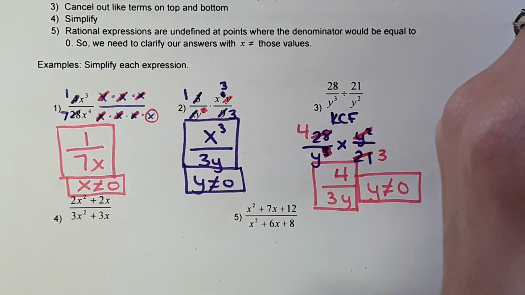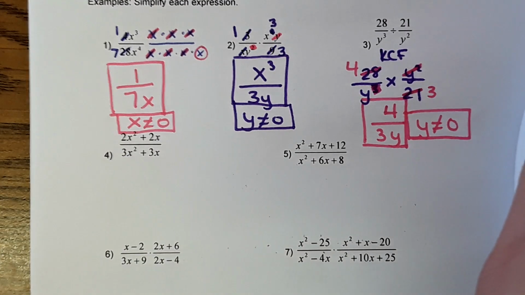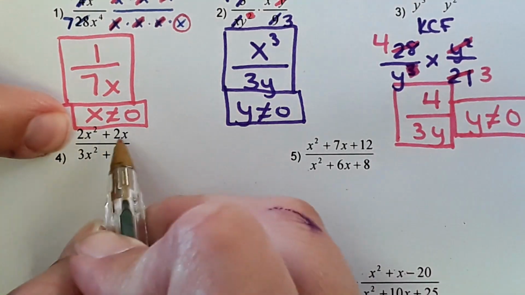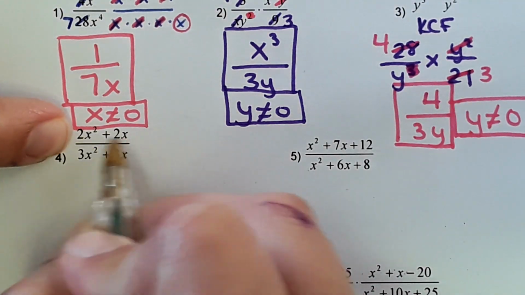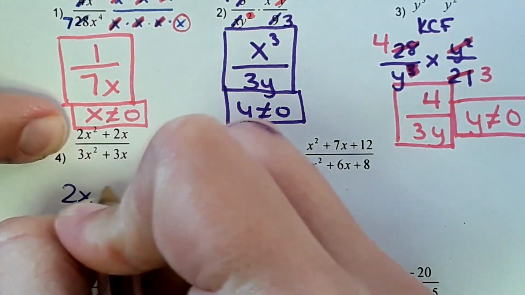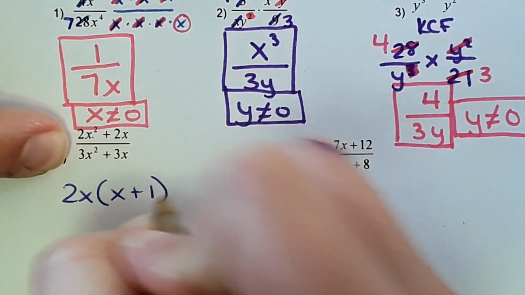Okay. Number 4, as you know, it's going to keep building. This is 2x squared plus 2x divided by 3x squared plus 3x. What we're going to do is try to factor stuff out, and when you do that, more stuff will cancel. So for the numerator, we can take a 2x out of both those terms, so I'm going to take out a 2x, and then I'm left with x plus 1.